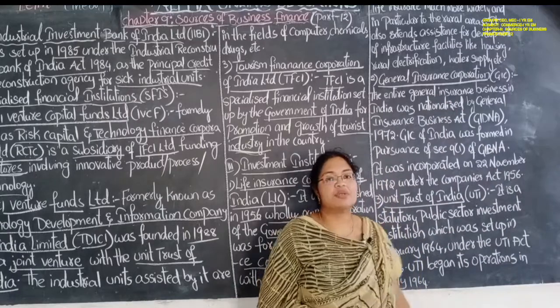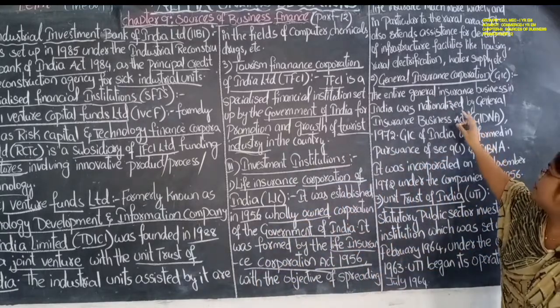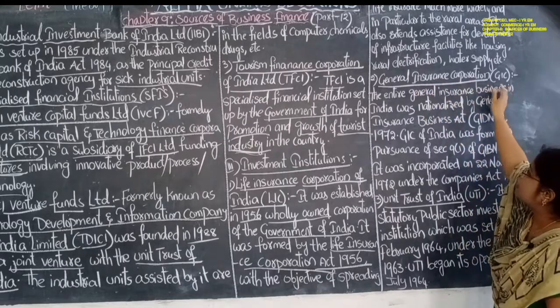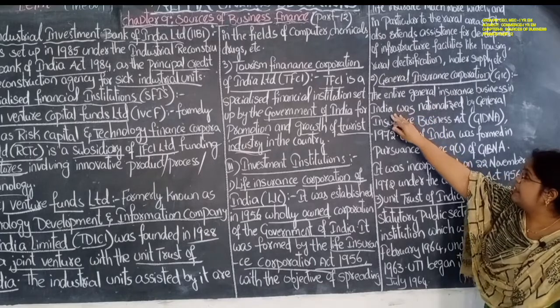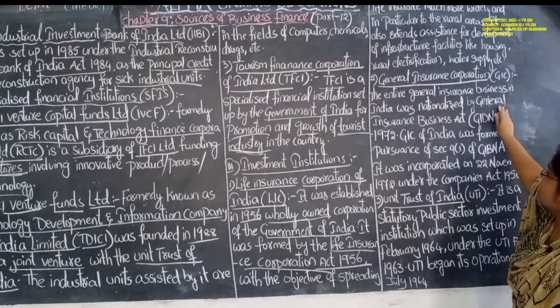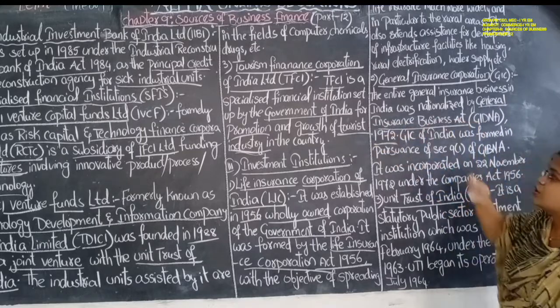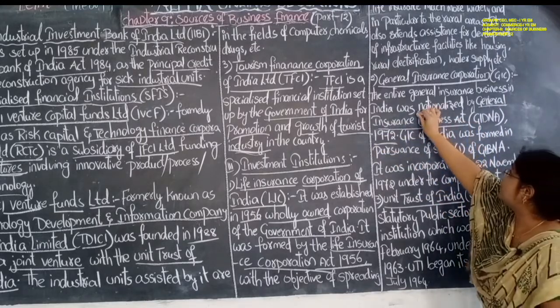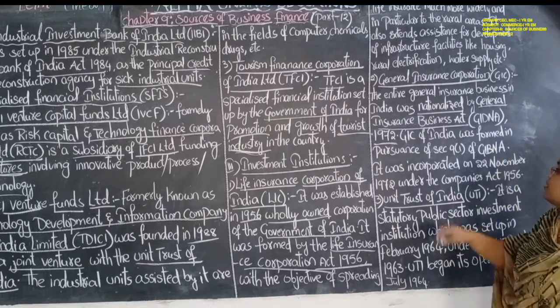One thing you have to remember: LIC is taken for life and this is taken for properties. General Insurance Corporation. The entire general insurance business in India was nationalized by the General Insurance Business Act 1972. So it was nationalized, applicable all over India.